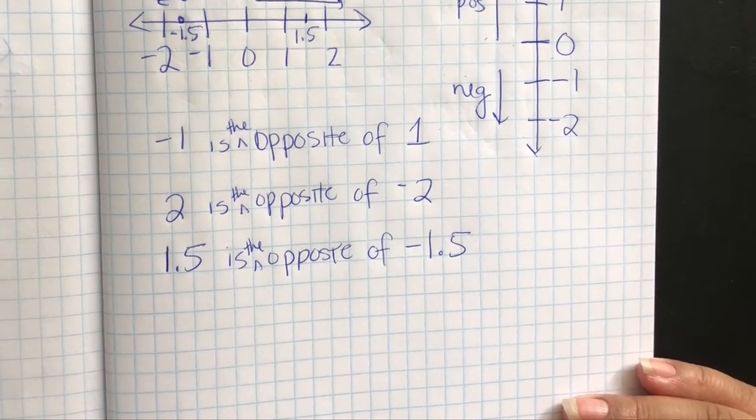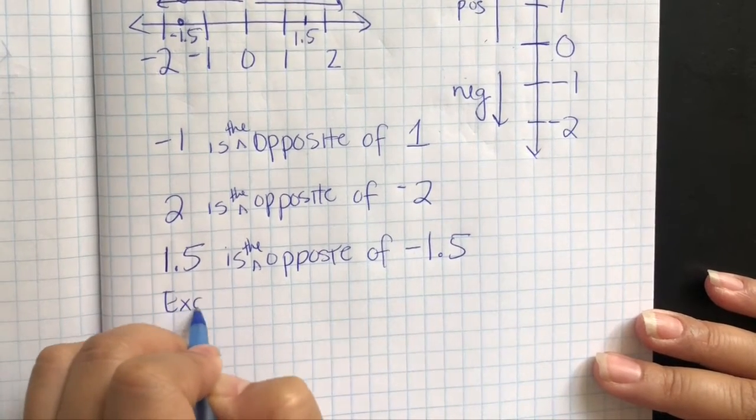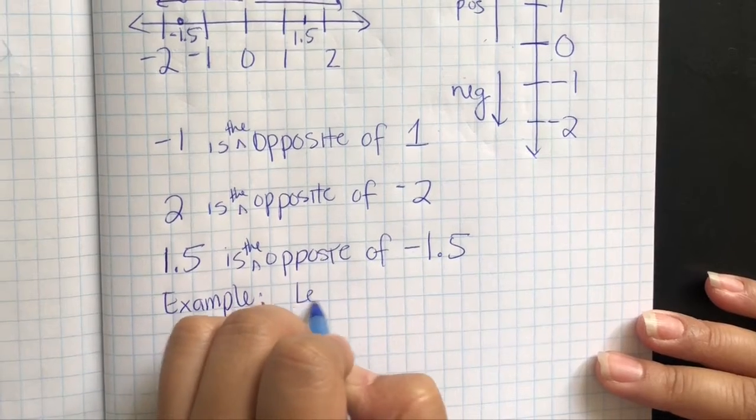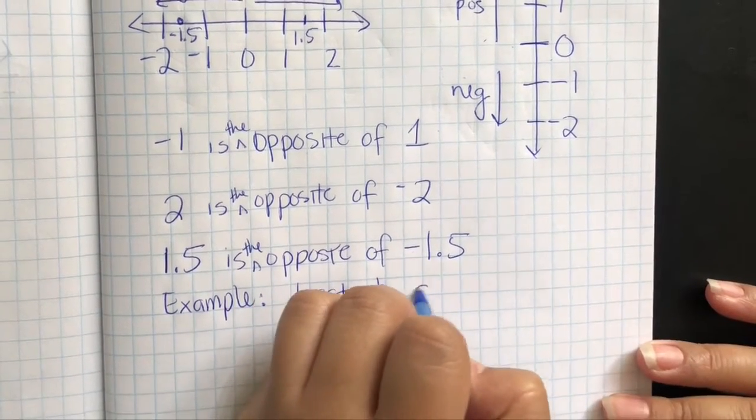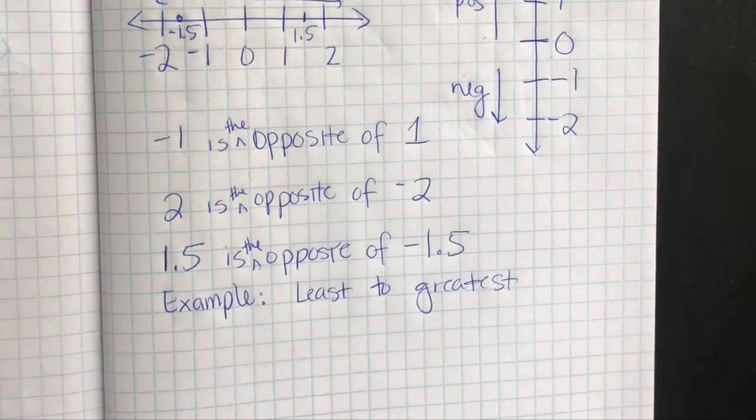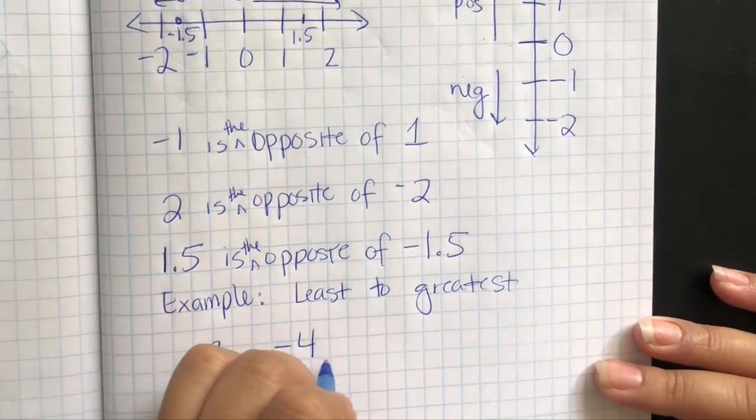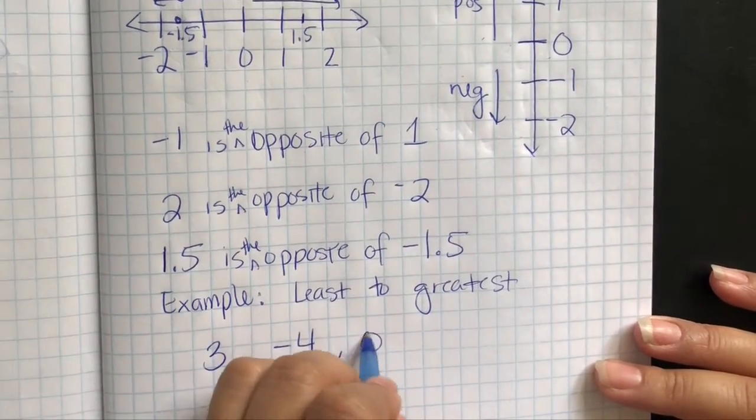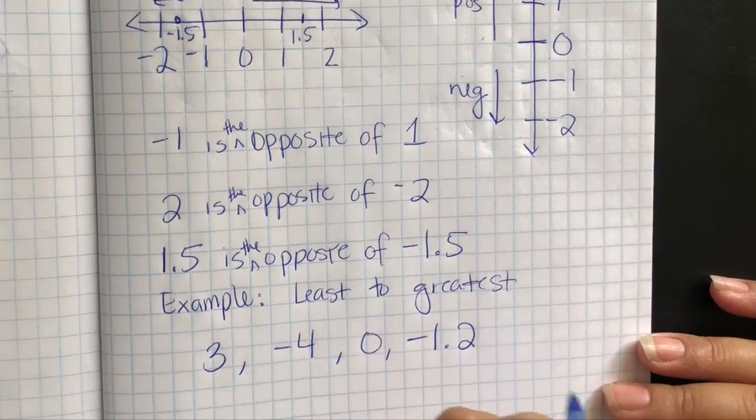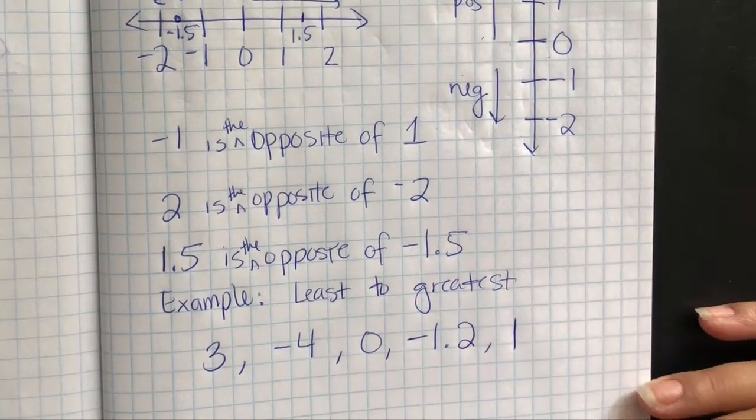So if I want to put these numbers in order, let's say we want to put an example, least to greatest. I'm going to throw in 5 numbers. Let's say we have 3, -4, 0, -1.2, and let's throw in 1.